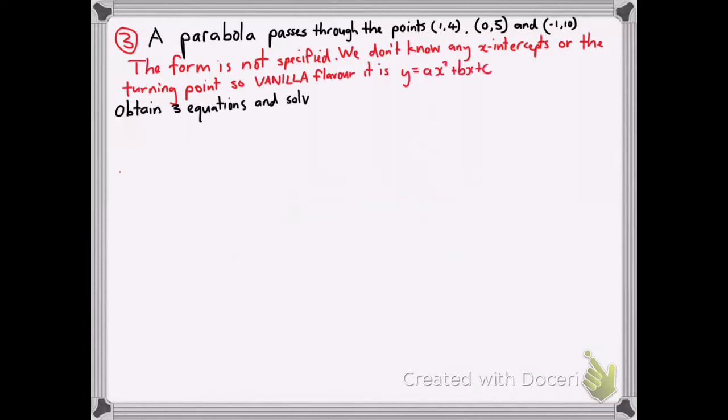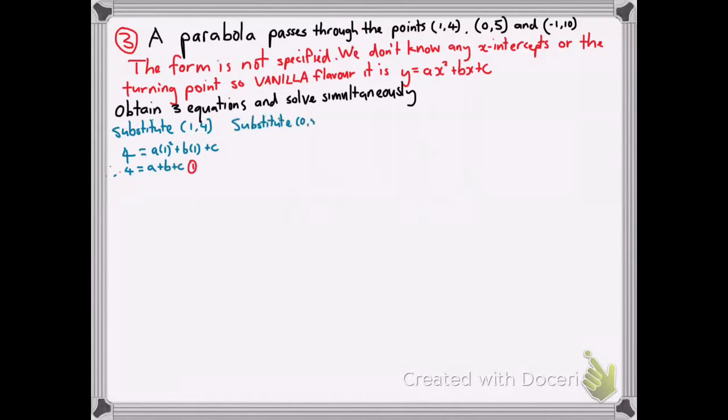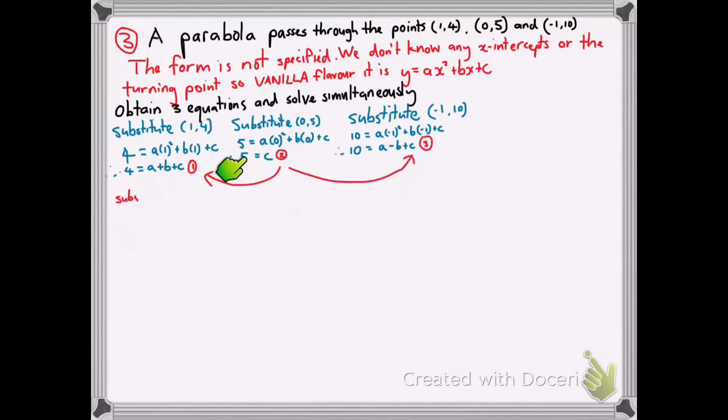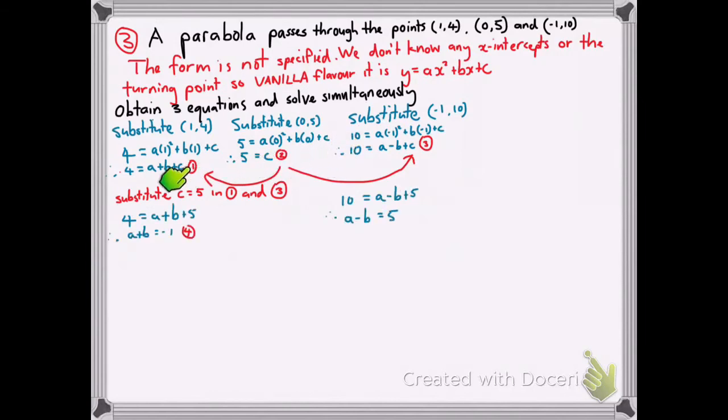Okay, so what we're going to do is obtain three equations and solve simultaneously. So first we'll substitute our point (1, 4), and when we do that carefully we get an equation 4 equals a plus b plus c. We do the same with (0, 5), and we get the equation 5 equals c. We'll label that equation 2. And then we'll do a similar thing with the point (-1, 10). So in effect, we get three equations, and we have three unknowns, so we should be able to solve those simultaneously.